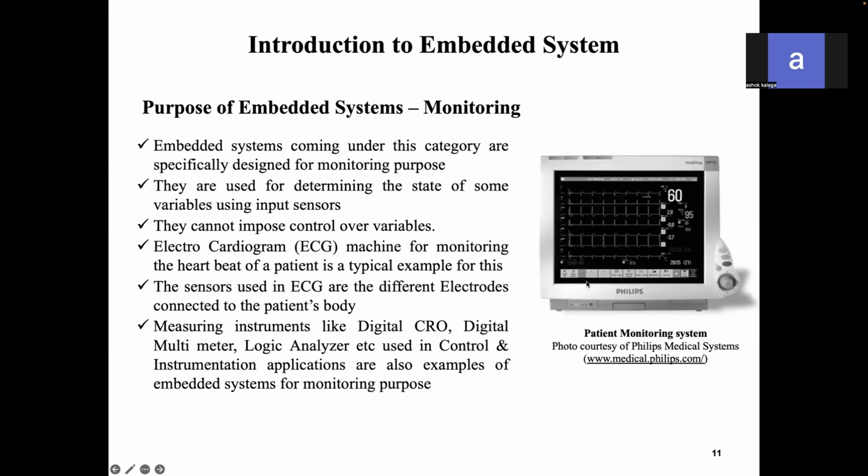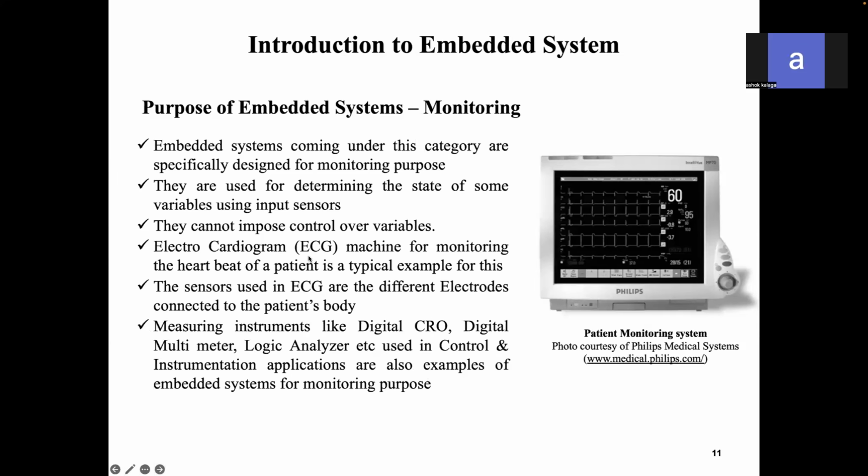Next, fourth one, monitoring. Monitoring is nothing but observing. So the embedded systems coming under this category are specifically designed for monitoring purposes. For example, a patient monitoring system, which is going to monitor the heart rate, SpO2 levels, etc. They are used for determining the state of some variables using the input sensors. They cannot impose control over the variables.